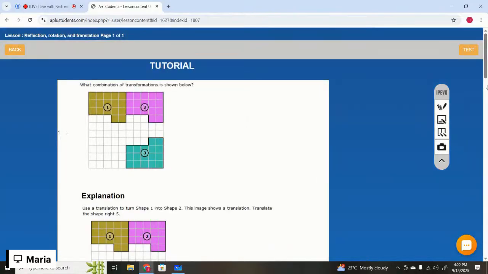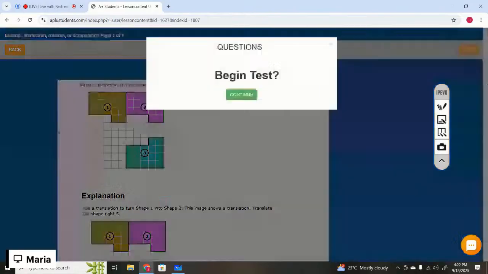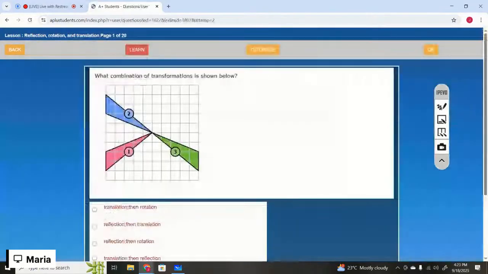Let's just start with the test questions. Now I will explain the concept. Combination of transformation is shown below. We have to start from 1. We need to see the 2 and 3.